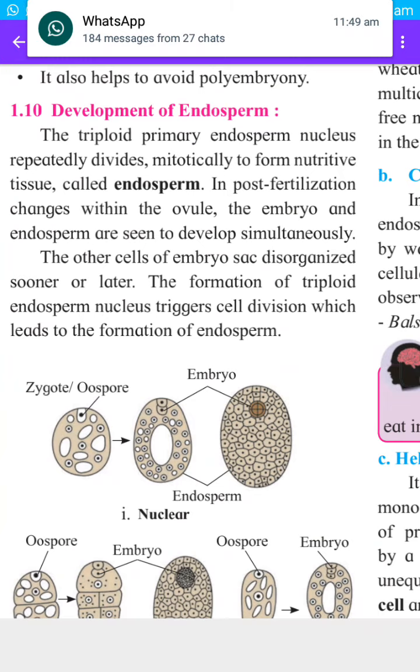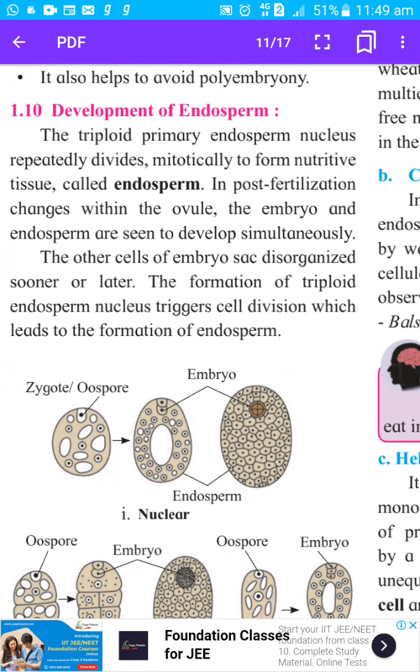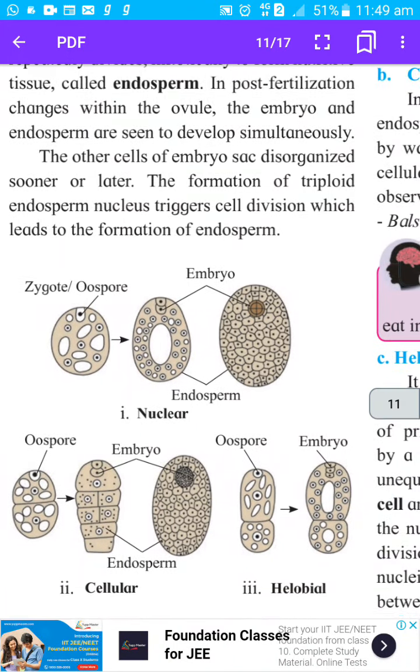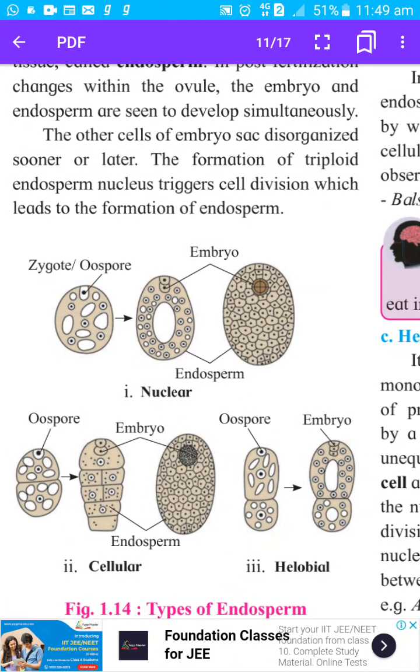In post-fertilization changes within the ovule, the embryo and endosperm are seen to develop simultaneously. So after fertilization, simultaneously means at a time there will be development of endosperm as well as development of embryo. The embryo will further develop into seed, and after germination a new plant will form. The function of endosperm is to feed that growing embryo. The other cells of the embryo sac disorganize sooner or later, so all other cells disorganize or become extinct.